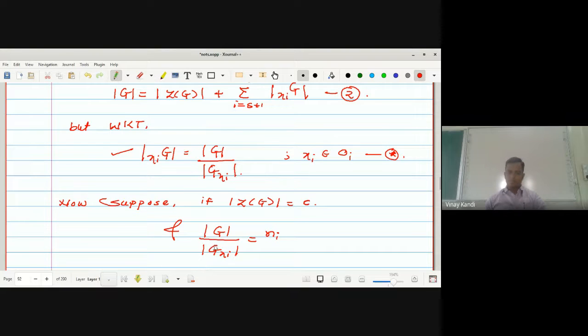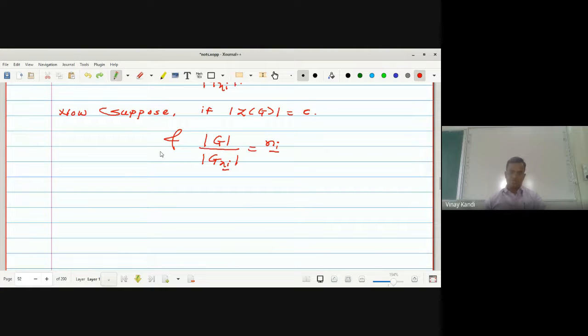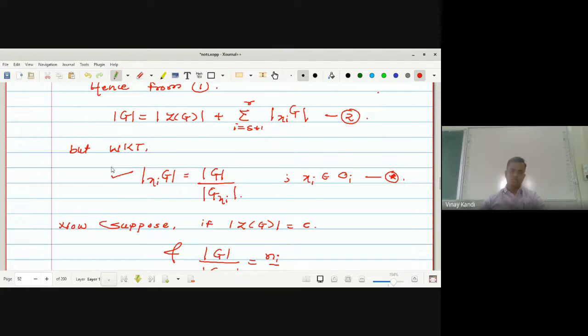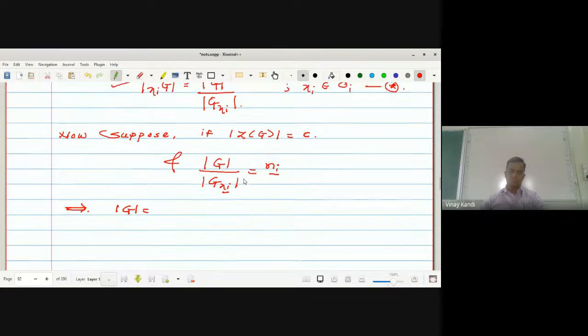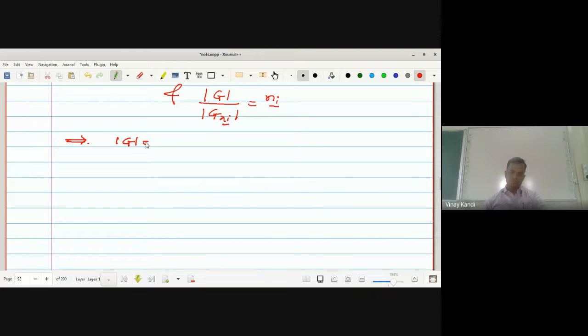Okay. Order of G upon order of G x_(i+1) we take n_(i+1), x_(i+2) becomes n_(i+2). Okay. Suppose order of Z of G is equal to c and order of G upon order of G x_i is equal to n_i. Then this implies order of G is equal to, how will this equation change? c plus.